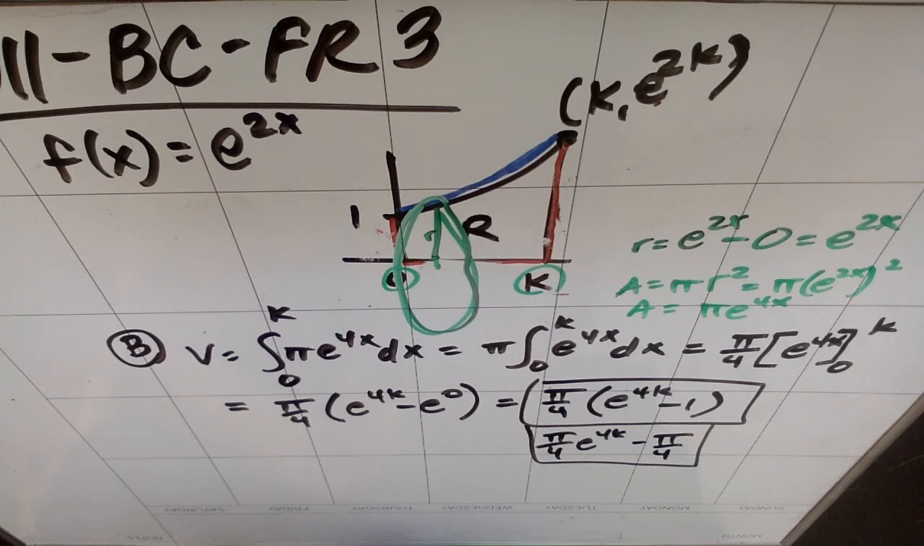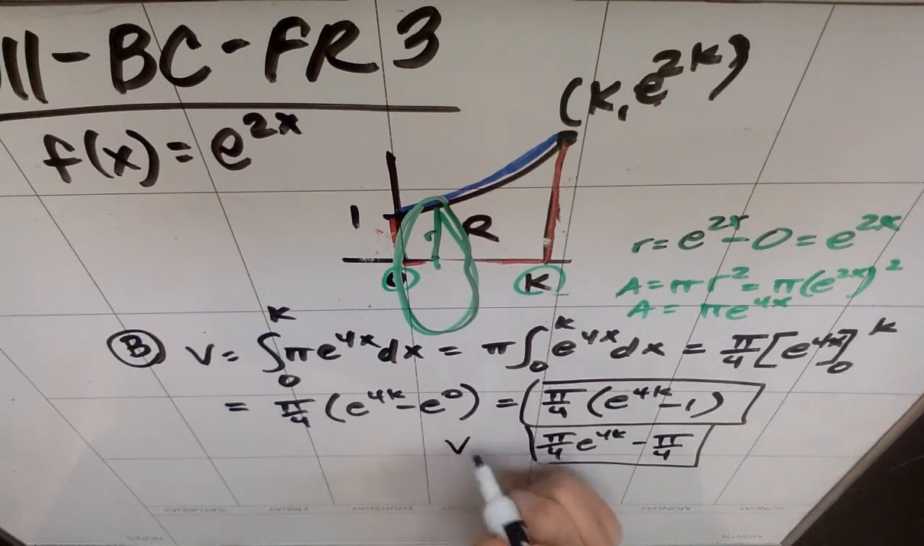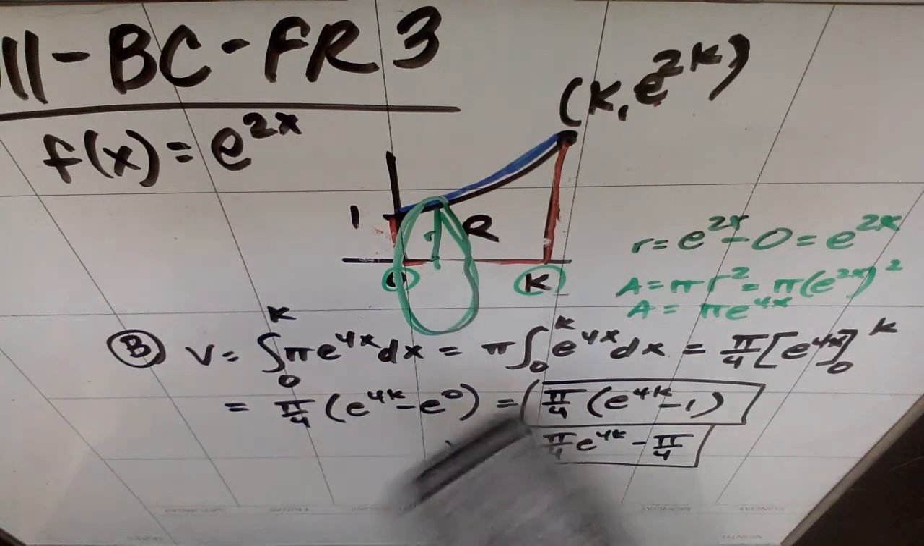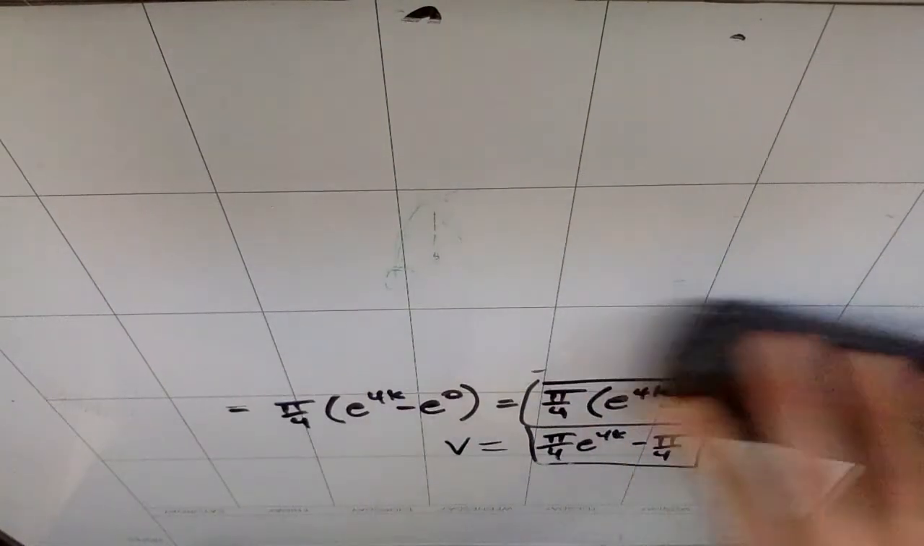Cool. Part C. The volume V found in part B changes as k changes. If dk/dt equals 1/3, what is dV/dt when k equals 1/2? So this is volume, right? So this suddenly turned into a related rates problem. So I need my formula from B. That's my equation for my related rates.